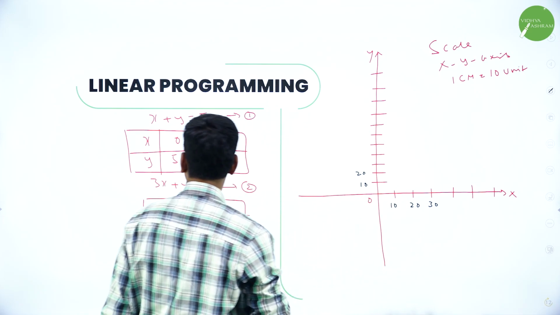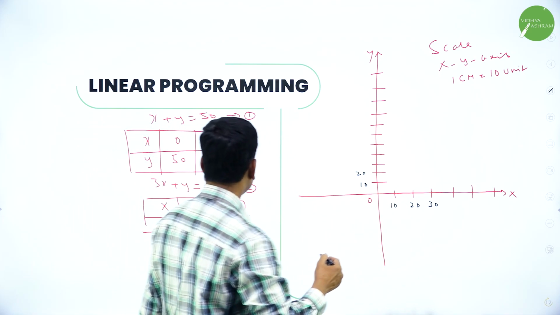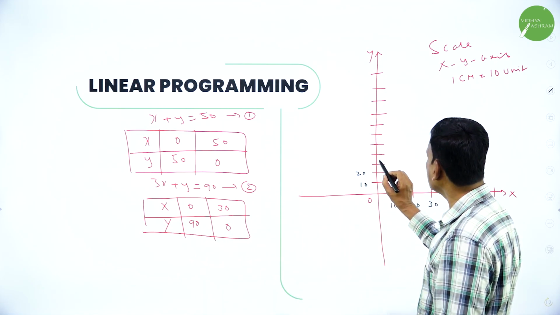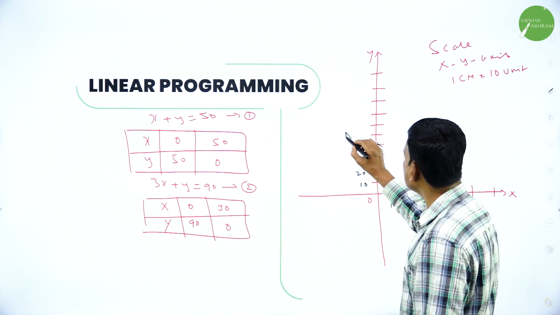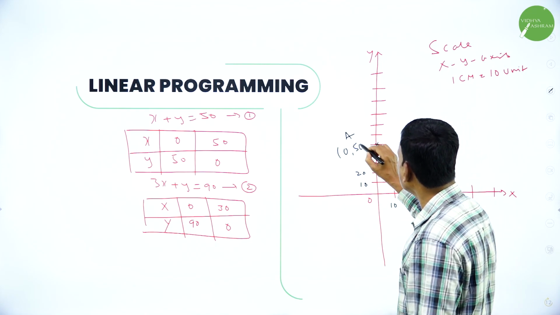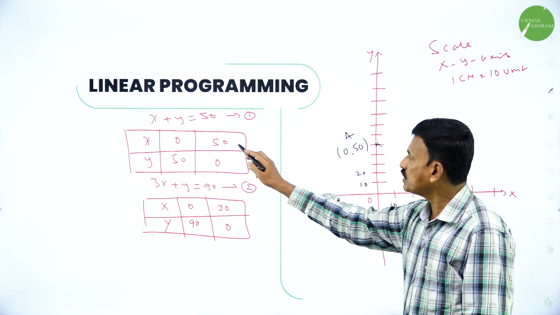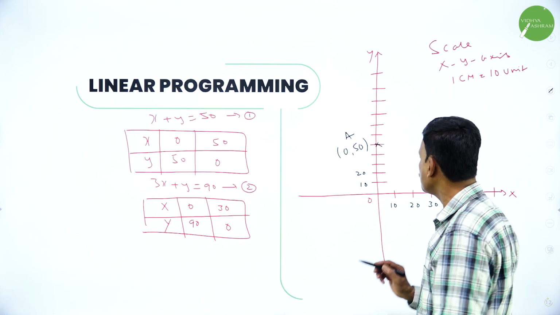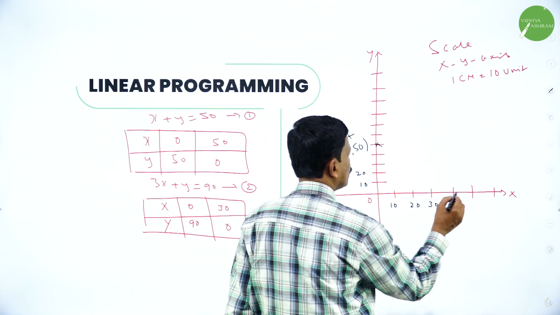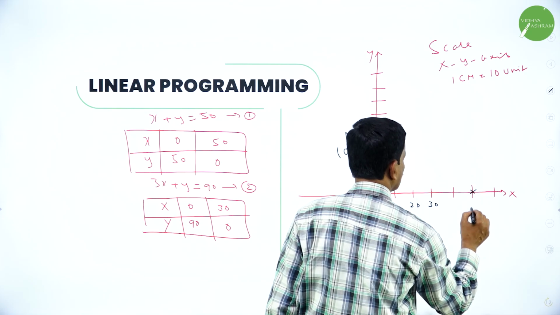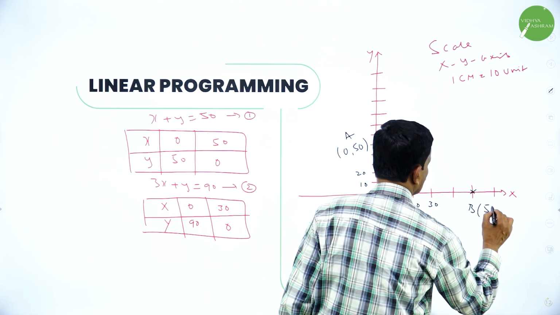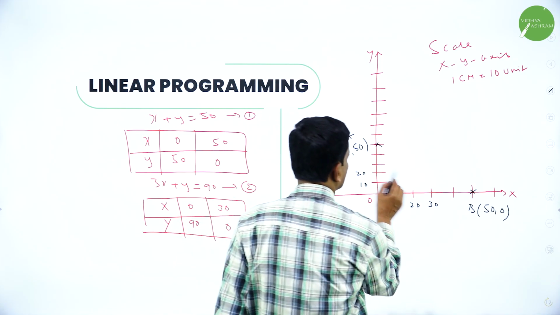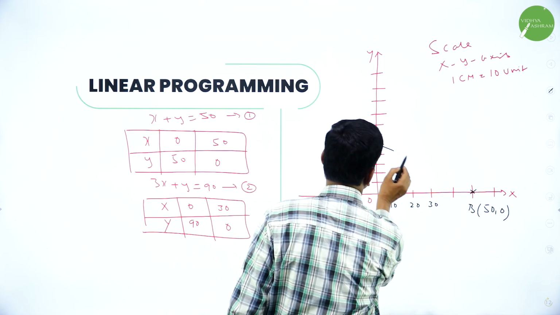Now, what is the first point? When x is 0, y is 50. 0, 10, 20, 30, 40, 50. Call it A, 0 comma 50. Next, the second point, when x is equal to 50, y is equal to 0. When x is 50, 10, 20, 30, 40, this is 50, y is 0. Another point, this is B, 50 comma 0. Now, just draw a straight line intersecting these 2 points.